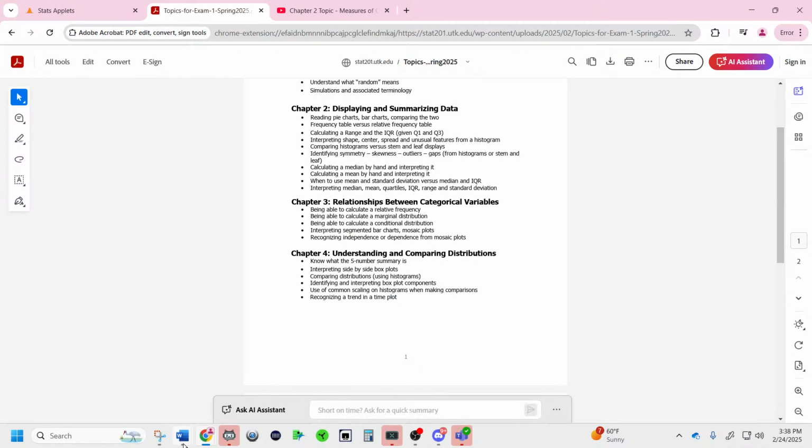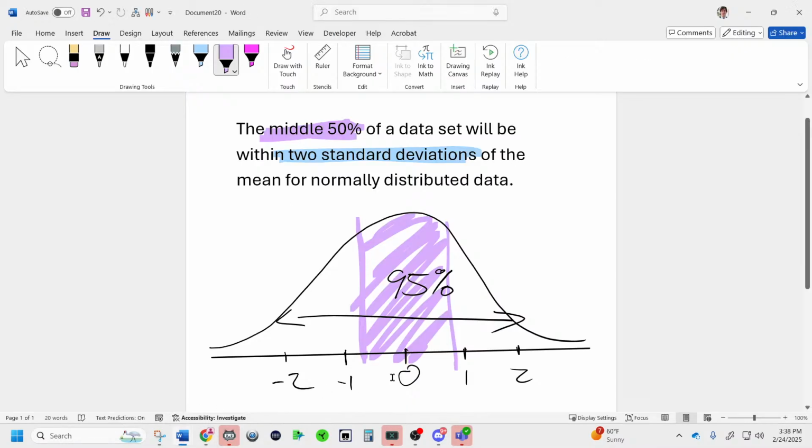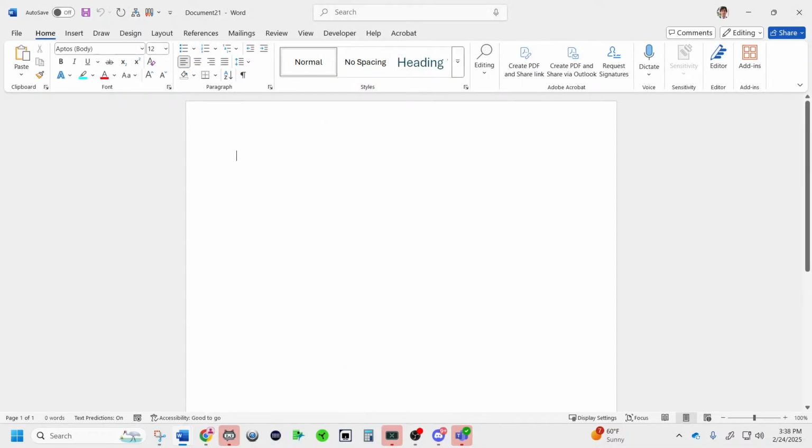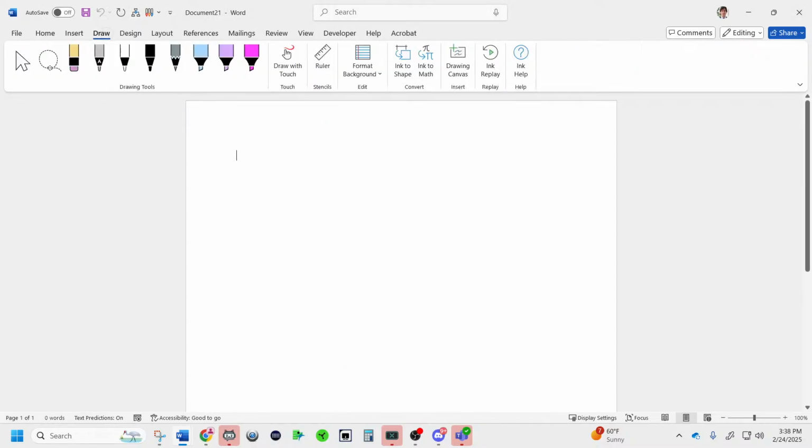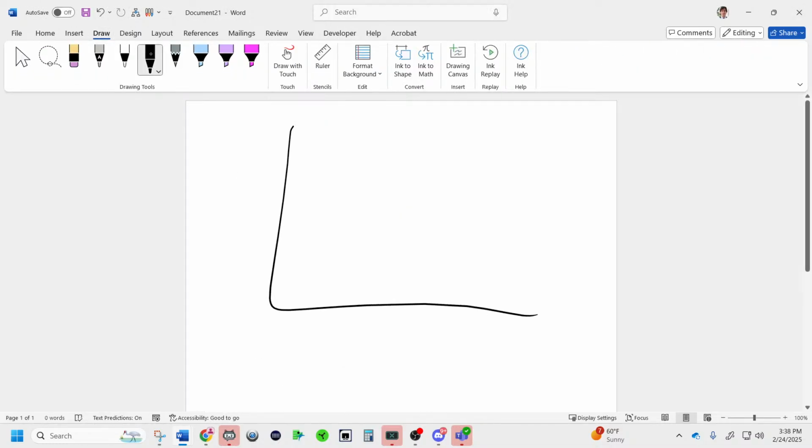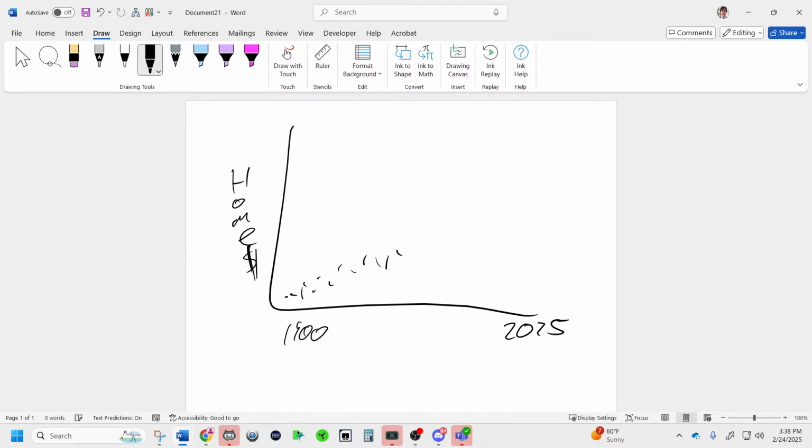But a trend in a time plot would just be, you think about how to do that. To recognize a trend in a time plot, you would just have year from like 1900 to 2025, the present year. You could do home price, like the average price of a home in America, and you could just do like this. And then, it's crazy. Actually, it's more like, yeah.